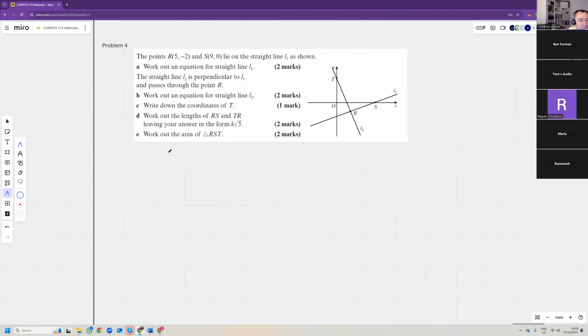Okay, problem 4. The points (5, minus 2), (5, minus 2), and S(9, 0) lie on the straight line L1 as shown.